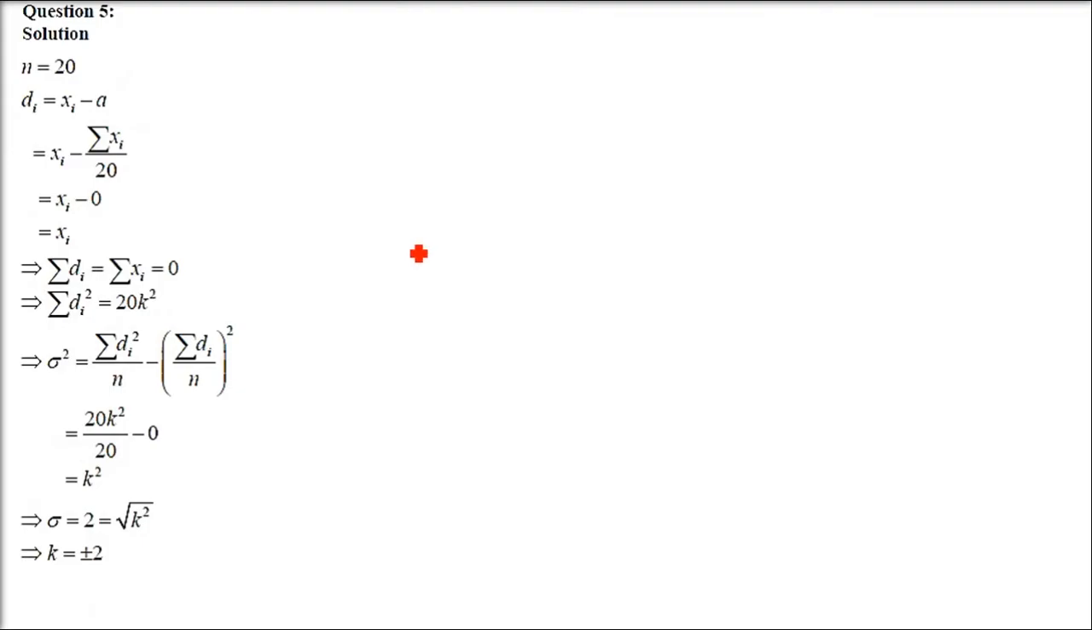Next is question number 5. In a series of 20 observations, 10 observations are each equal to k and each of the remaining half is equal to minus k. If the standard deviation of the observations is 2, then write the value of k. Okay, so there are n equal to 20 observations. In 20, 10 observations are plus value of k and 10 observations are the negative value of k. So all these are k 10 times, and the other 10 are minus k, right?